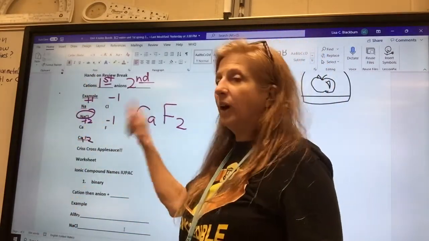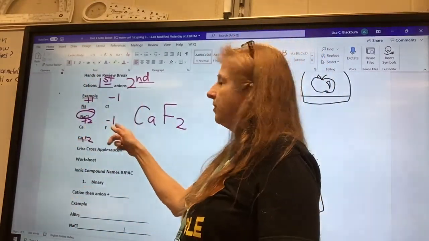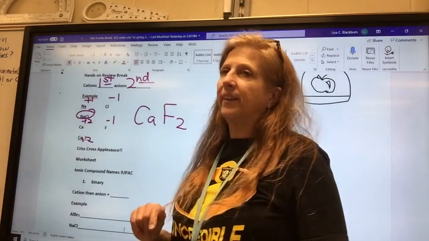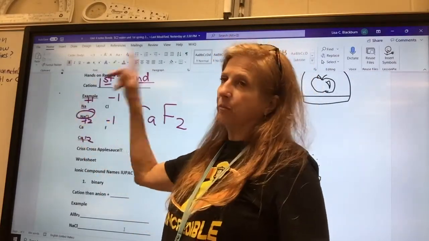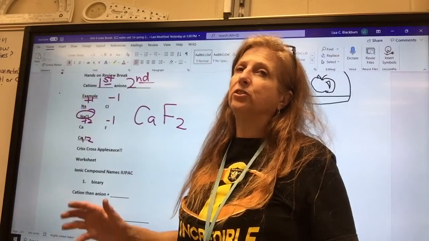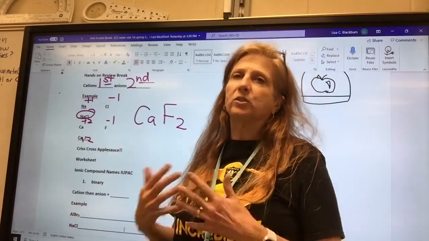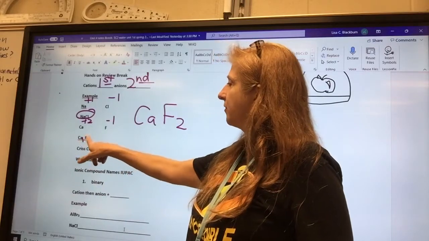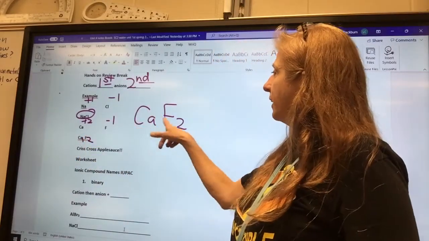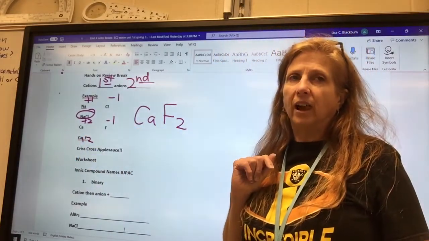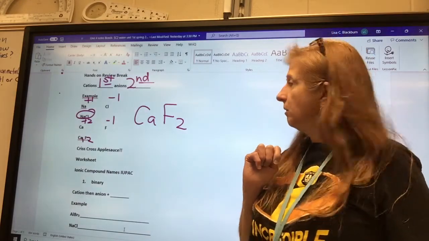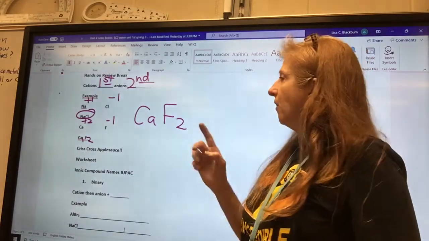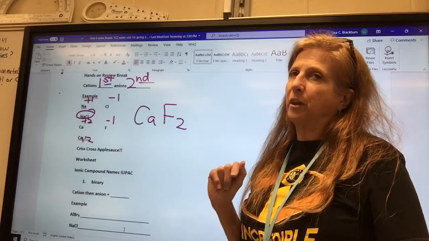Calcium will give 1 electron to this fluorine and 1 to the other one. Calcium will get rid of both electrons, have a +2 charge, and each of the fluorines will have a -1 charge. So we ended up with 1 calcium and 2 fluorines. 1 calcium and 2 fluorines. How do we feel about that? Is that good? Okay, now, see how it says crisscross applesauce?